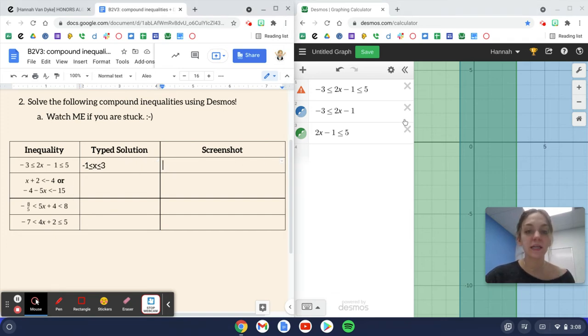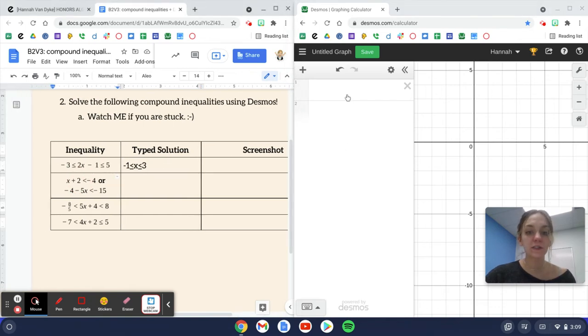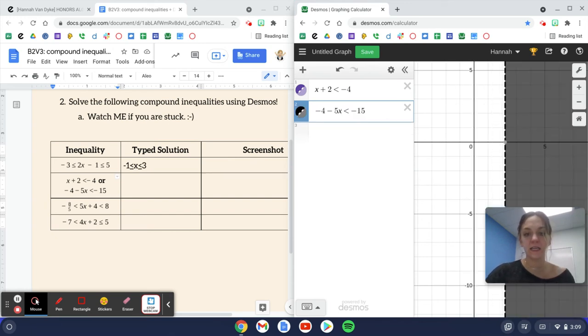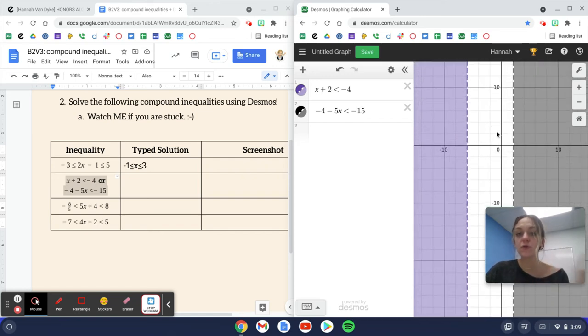Let's do the next one together too. This one's a little bit easier. So I've got x + 2 < -4, and then I have -4 - 5x < -15. Okay, so again, all I did was put these two inequalities into Desmos. Now I see that I have two separate inequalities, and that makes sense because this is an OR inequality.